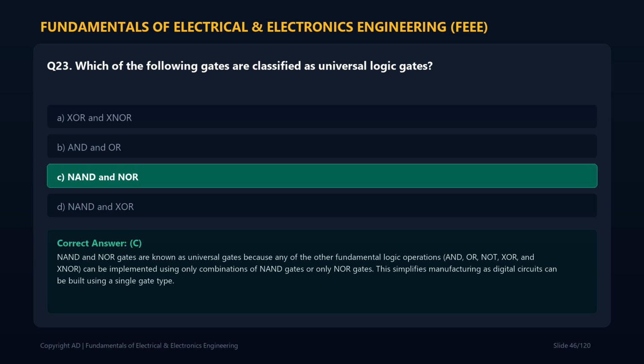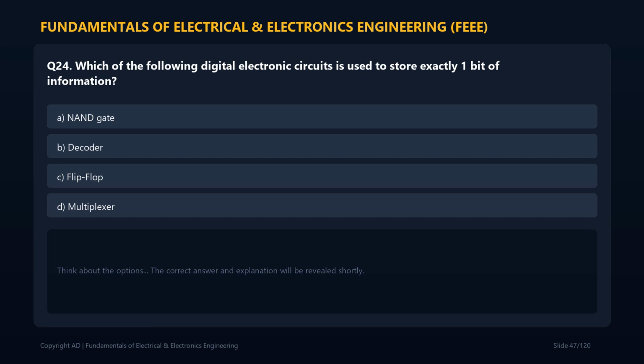These are universal gates because any Boolean logic function can be constructed using only NAND gates or only NOR gates, simplifying integrated circuit designs.